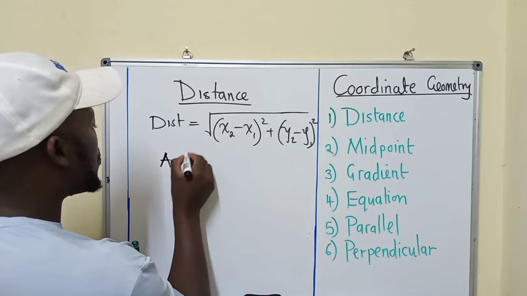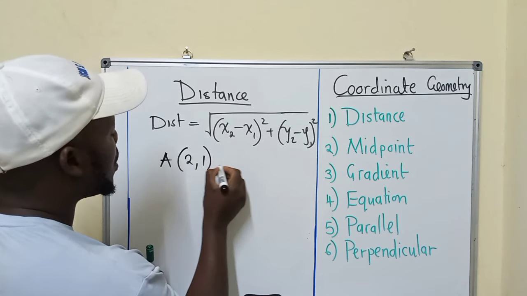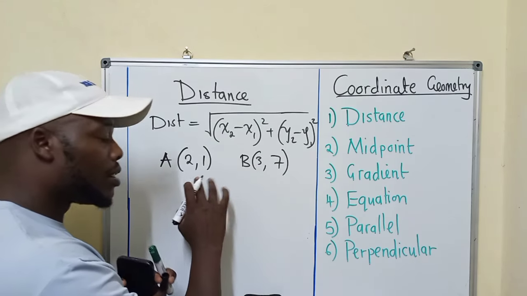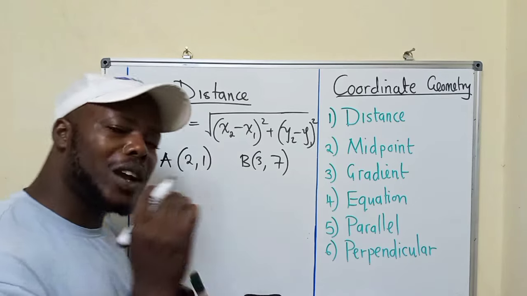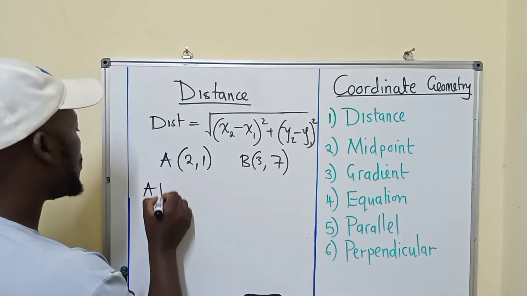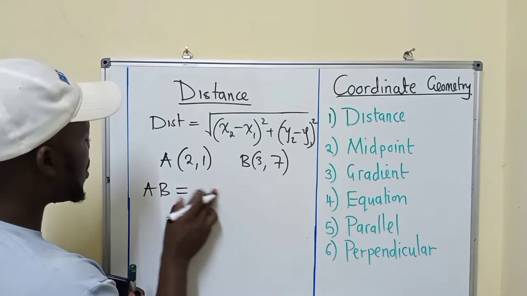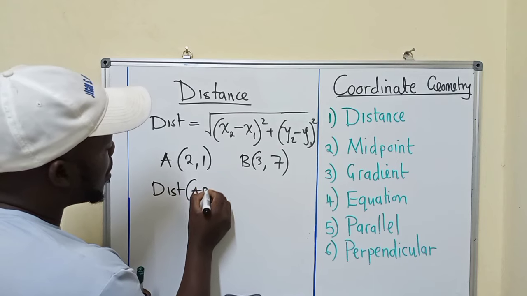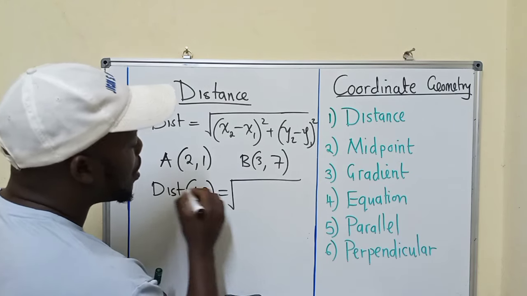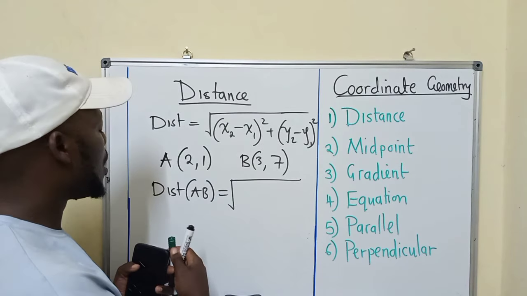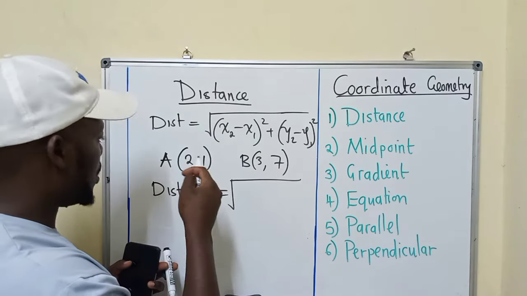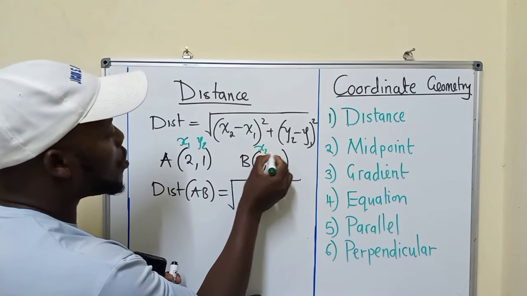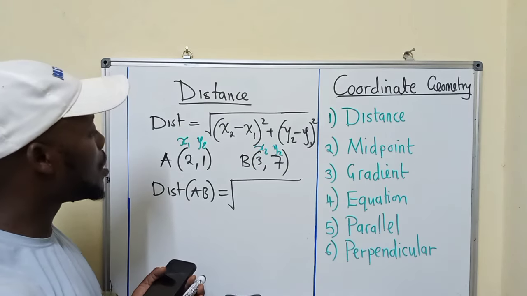So let's say you've been given 2 points. Point A is, let's say, (2,1), and point B is (3,7). And they say find the distance between these 2 points. So to find the distance, you're going to say AB, or distance AB, so that it's known that we're talking about distance. AB is equal to the square root sign, and under it you put x1, y1, x2, y2. This is what we need.